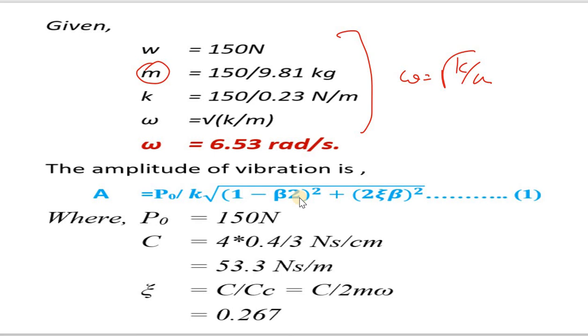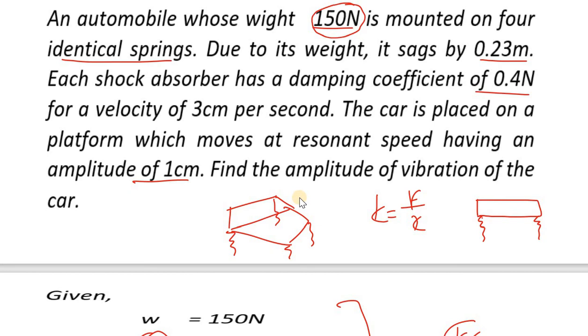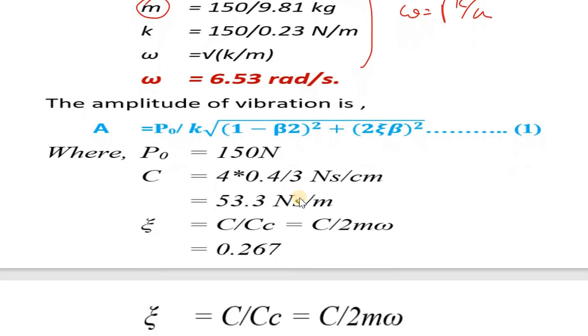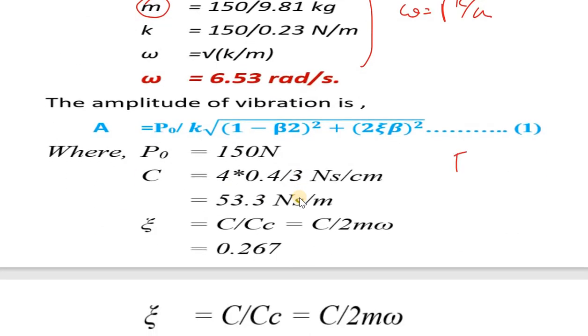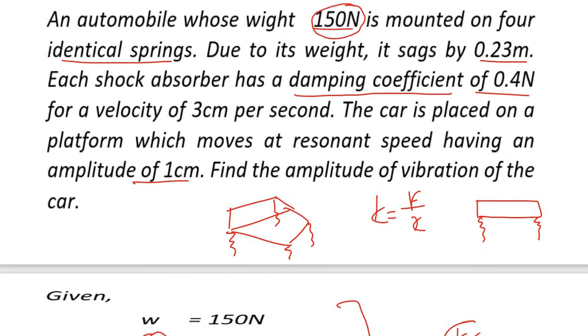Next is the load. Load P0 is 150 Newton, which is already given. Next one is C. How can I find out C? It is having a damping coefficient of 0.4 Newton for a velocity of 3 centimeter per second. Now, what is damping? Damping Fc is equal to C x dot. So this is given as 0.4 Newton.